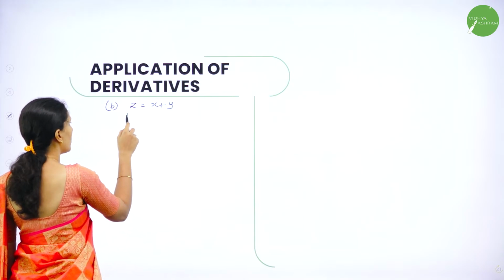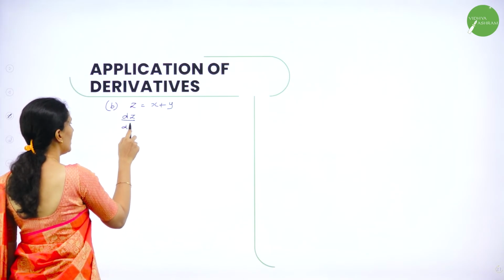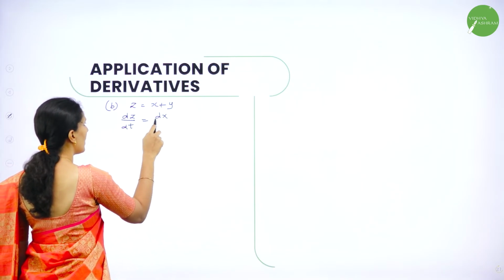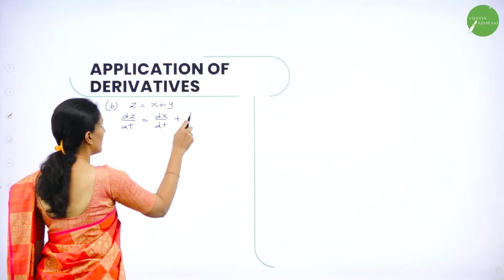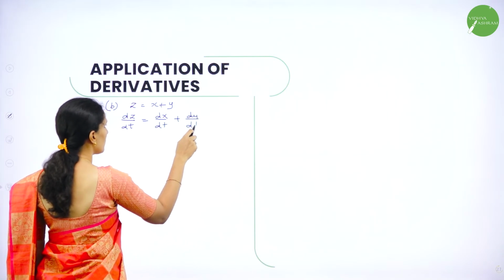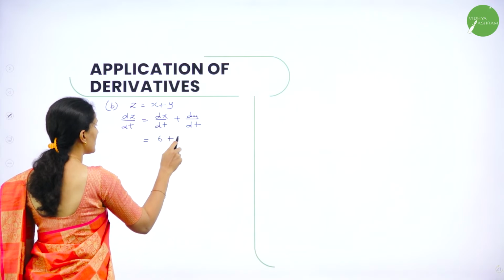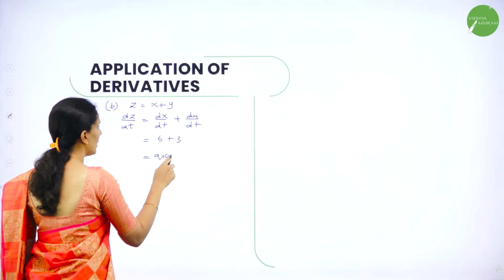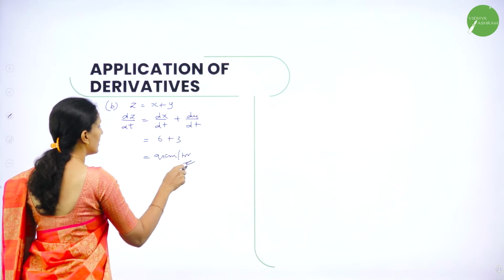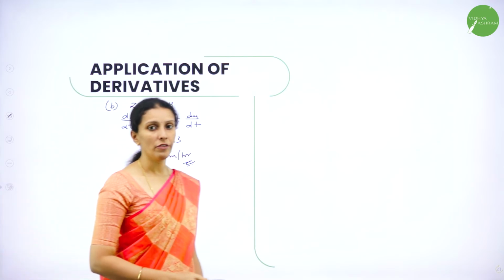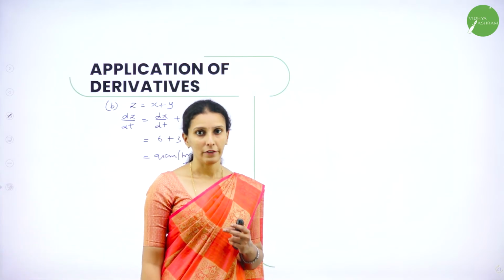So differentiate with respect to time. dz by dt is equal to dx by dt plus dy by dt. So it is equal to 6 plus 3, which is equal to 9 km per hour. Hence the tip of the shadow is moving at the rate of 9 km per hour.